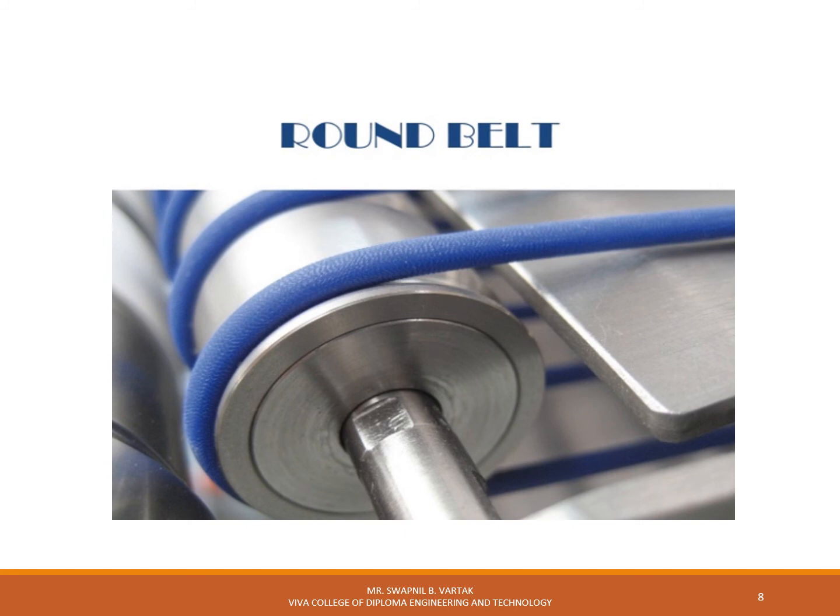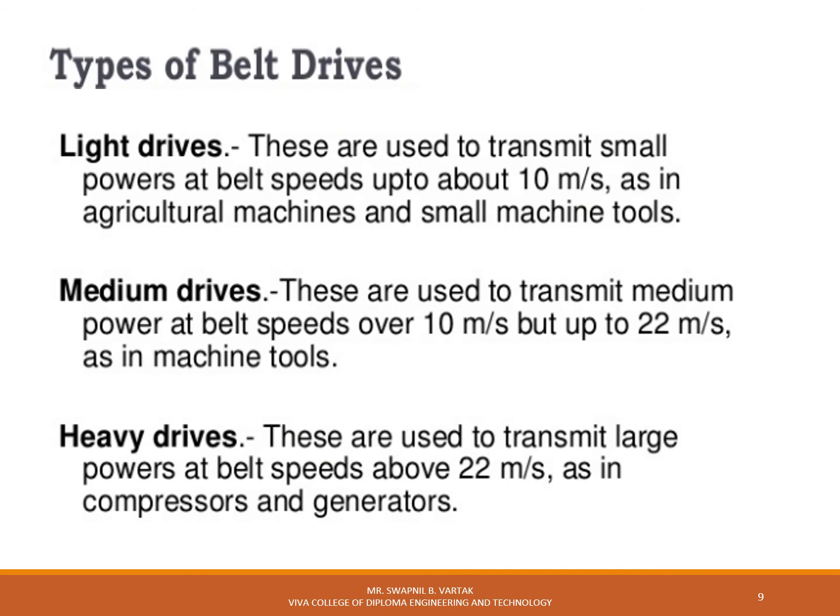There are three belt drives: light drive, medium drive and heavy drive. In light drive, they are used to transmit small power at belt speed up to about 10 meter per second, as in agriculture machines and small machine tools.